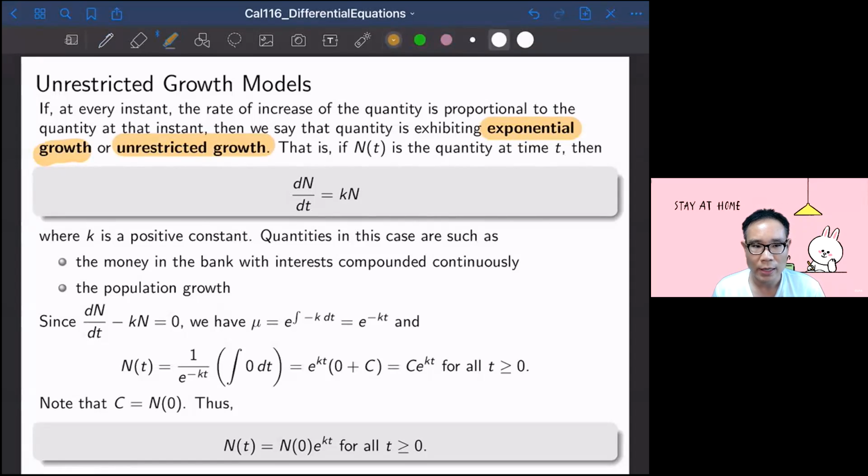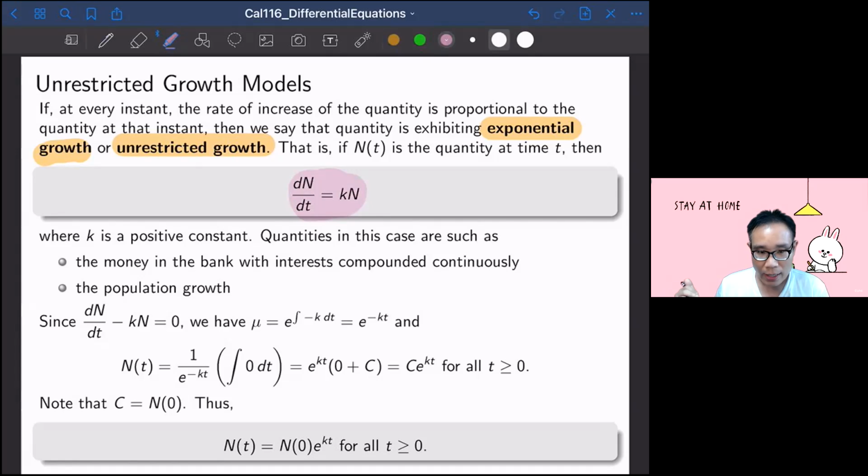So for this one, it's the model where you have a quantity N, and at every instant, the rate of increase of the quantity is proportional to the quantity at that instant. So you have the differential equation given by dN/dt equal to kN. This turned out to be the model for population growth, like the population of the world, and money in the bank with interest compounded continuously. These are two examples where you can use this first growth model.